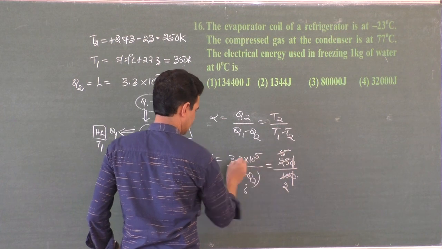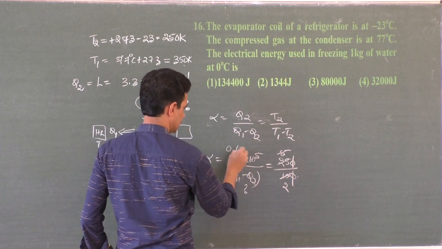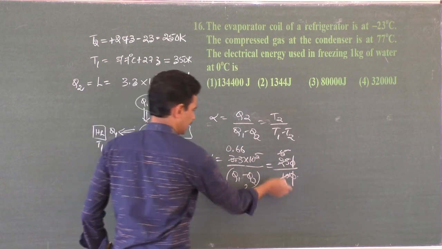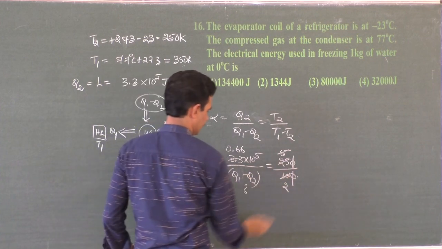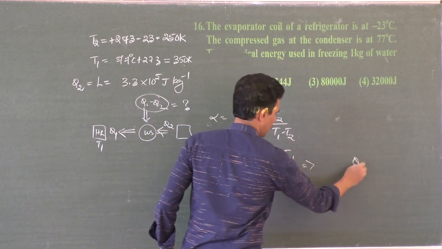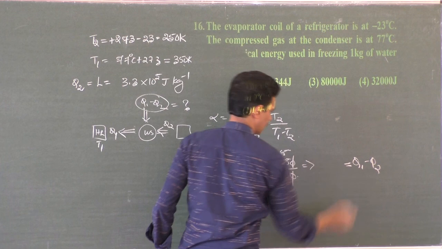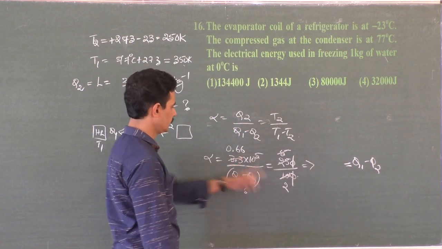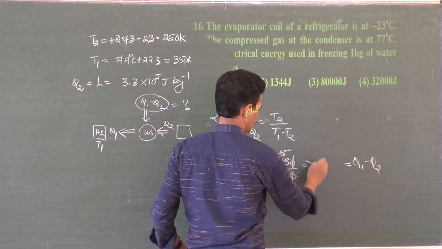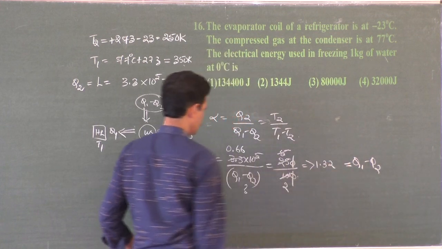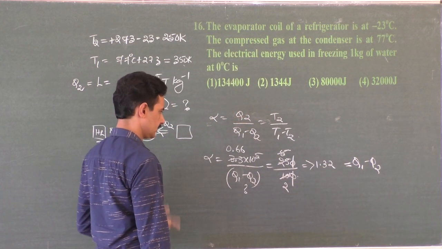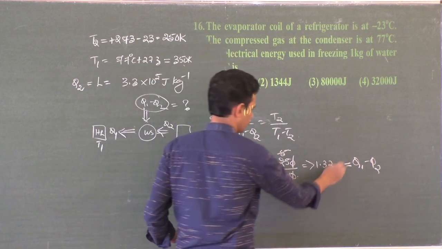I will cancel this one. 0.6 times 6 times, right? I multiply this to here, and I'll bring this here. So what does it mean? Q1 minus Q2 is equal to this here. 2 into this one, so 1.32, correct? 2 2s are 4, 6 2s are 12, so 1.32 into 10 to the power 5.